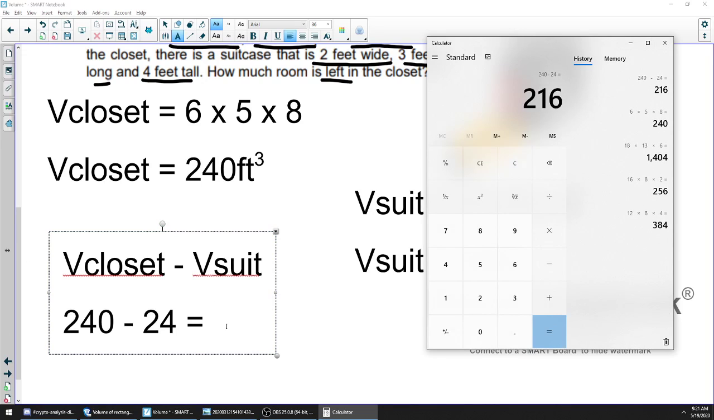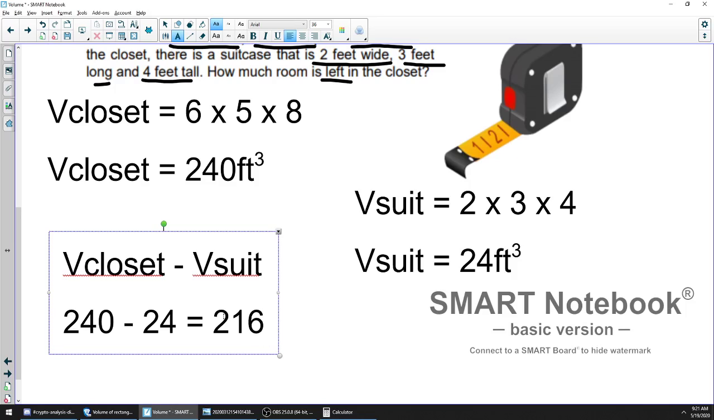And we get 216 feet cubed. So that's how much room is left over. Okay, so we can fit another 216 feet cubed amount of your clothes, shoes, or whatever into the closet.